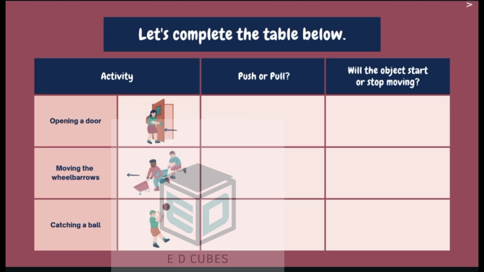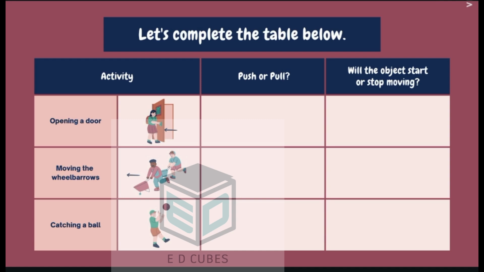Opening a door. Here a girl is trying to open a door, and what kind of force is she applying, push or pull? And also you need to tell, will the object start or stop moving. So here, since the girl is holding the door and trying to open it, that means she is pulling it. She is trying to move the door close to herself, so that the door gets open and she will get inside the home. So it is a type of pull force, and yes, the object starts moving. As she is applying the pull force, the door starts moving closer to herself.